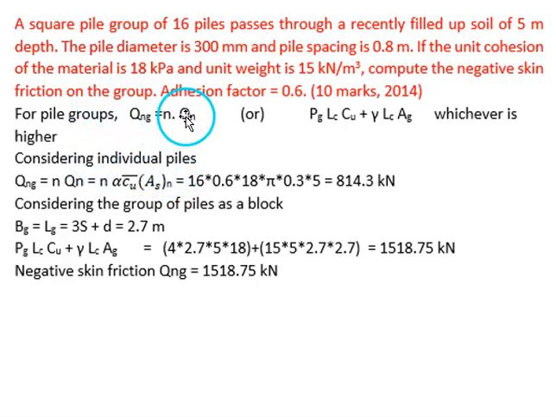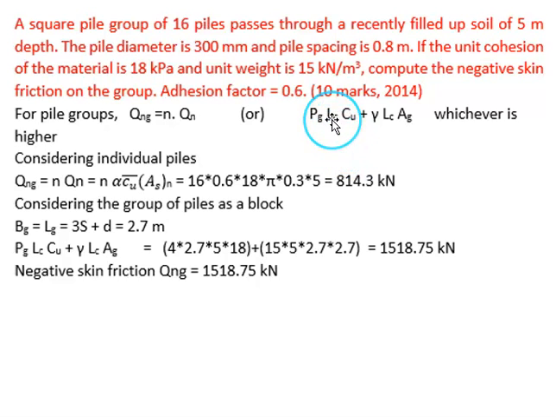So here we have to find the negative skin friction of a single pile, which is nothing but the frictional resistance in the negative zone. So frictional resistance is nothing but alpha times Cu bar times As. So here for the negative zone, alpha value is 0.6 and surface area is perimeter into length and average cohesion is 18. So this is the negative skin friction on a single pile. Then multiply with the number of piles, so that we will be getting the negative skin friction on the entire pile group. So this is based on the individual pile failure.